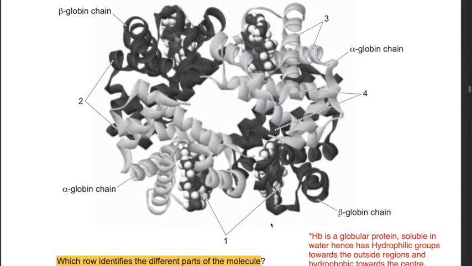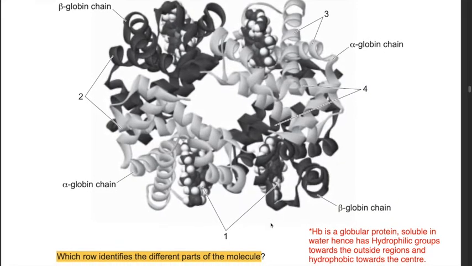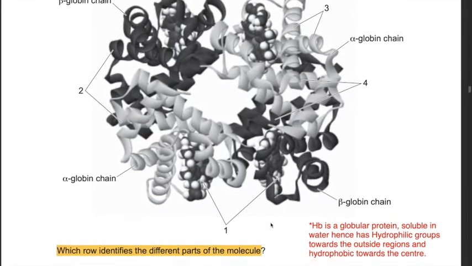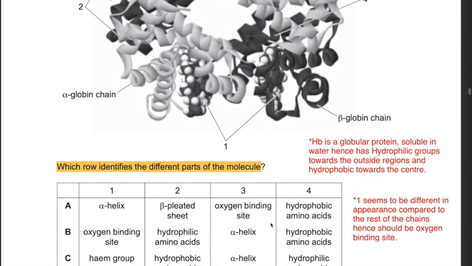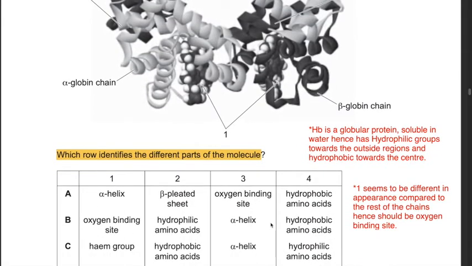And what do you mean by hydrophilic? Hydrophilic means water loving. Therefore, which chain represents the outer regions? It is either number 2 or number 3. And which one represents hydrophobic amino acids? It should be definitely number 4 because only number 4 points somewhat towards the center of the hemoglobin molecule. Therefore, 4 is definitely hydrophobic amino acids. And if you go to the answers, the answer being either A or B.